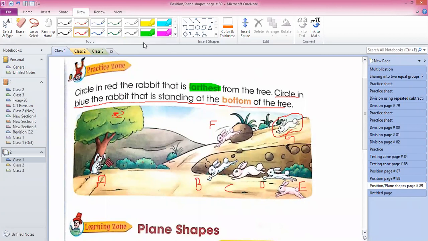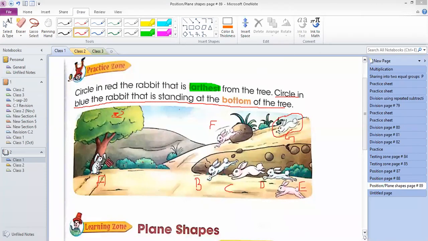That is very easy, guys. Circle with the blue the rabbit which is standing at the bottom of the tree. There is only one. Huzaifa, very good. Muhammad Talha, Umar Mahsin, very good. Suleiman Tariq, very good. Muhammad Kashan, very good. Siddiq Ghalib, very good. Umar Nizar, Abdul Muid, Arish, very good. Ahmad Al-Badi, Muhammad Ali, Yahya Yusuf, very good.